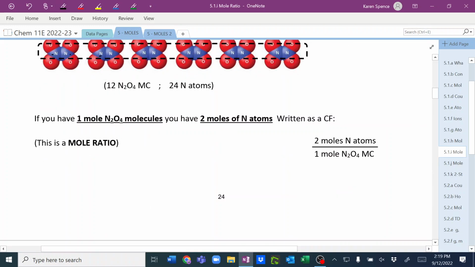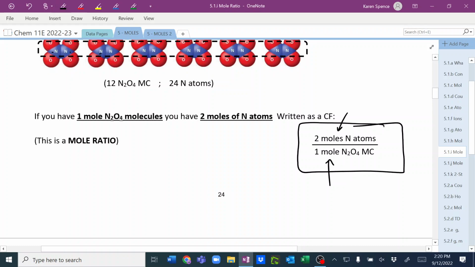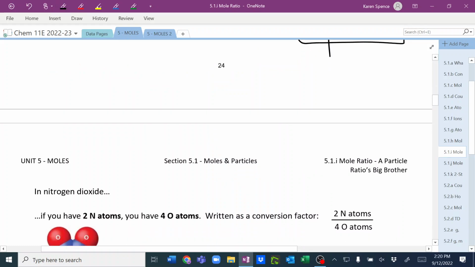And so if I scale up to a mole, which I did not draw, you can say thank you, okay? Your book would be like this big, okay? No, it probably wouldn't even fit in this room. Okay, if you have 1 mole of N2O4 molecules, you have 2 moles of N atoms, and you can write that as a conversion factor. And that's all that a mole ratio within a compound is: just taking that particle ratio and putting the word mole in there, okay? So nothing that you don't already know.